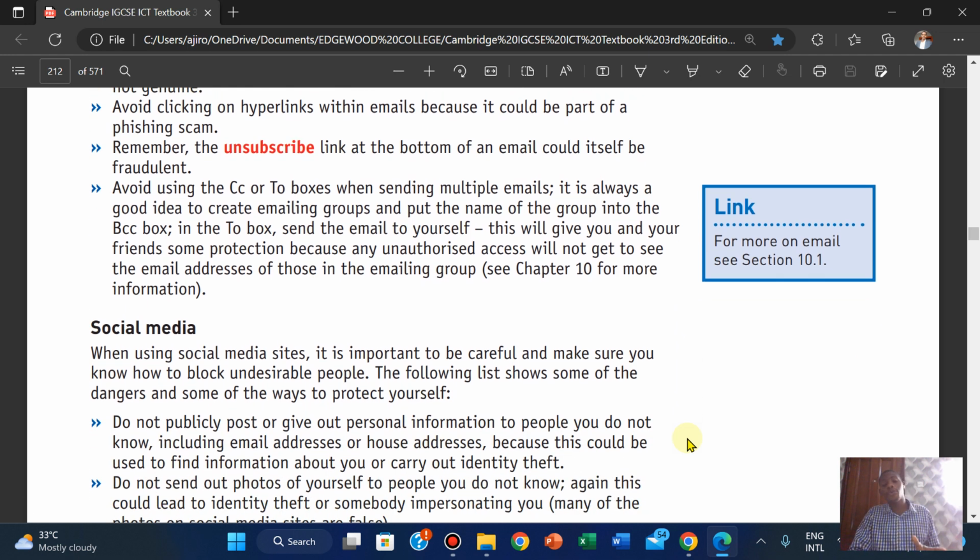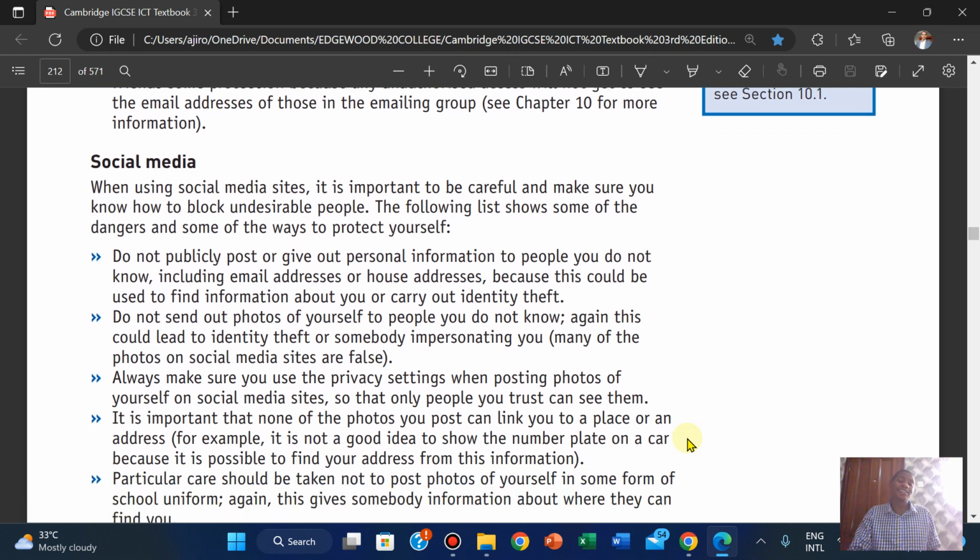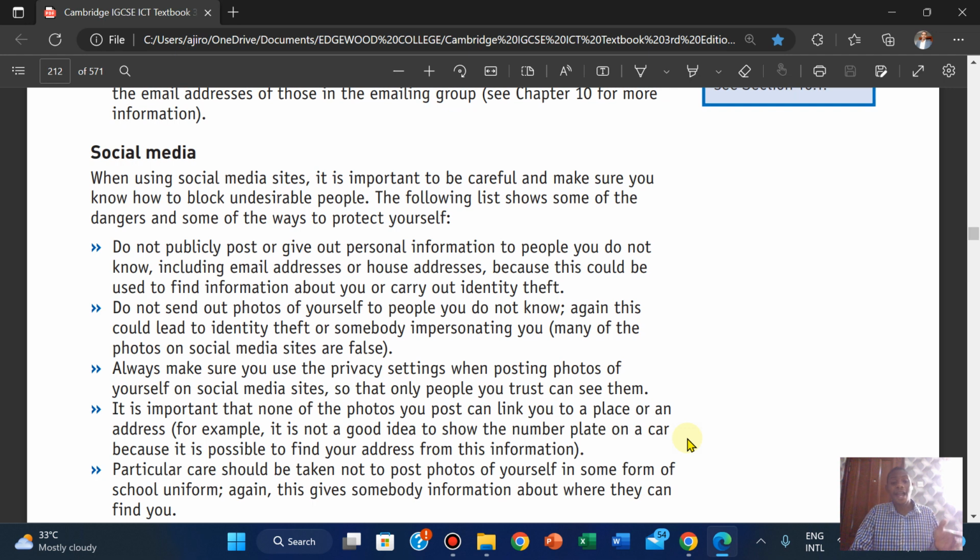Let's dive into social media. When using social media sites, it is important to be careful and make sure you know how to block undesirable people. One of the good things I know how to do is block. I block people a lot. You're surprised, right? People who are not in line with my ideas and not working with me, I just block you out.